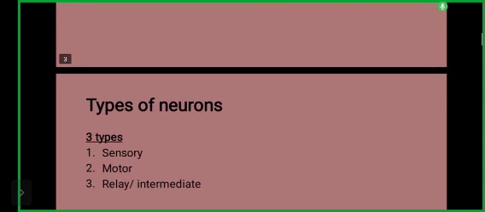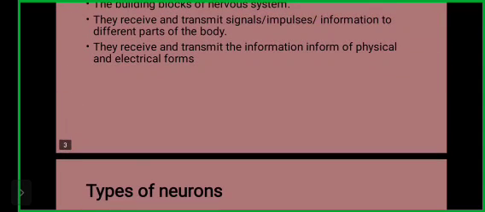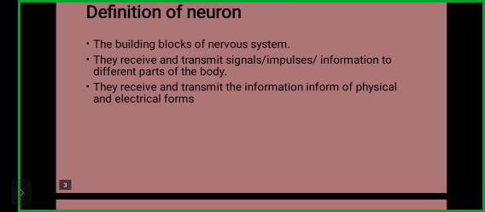So let's start with the definition of a neuron. I have said that the definition of a neuron is simply that it can be taken as a building block of the nervous system. The nervous system is what makes the human body realize what is happening in the environment. For you to feel that someone has touched me, it means we have to depend on the nervous system.